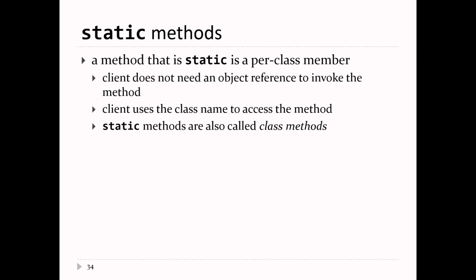Okay, so what about static methods? So a method that's static, question? Is there a prefix that you can make mutable types? No, there's no way to do that.